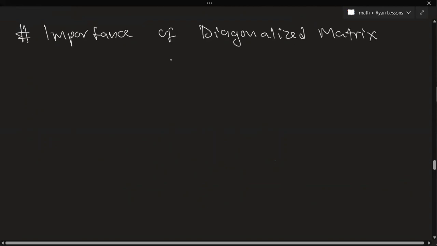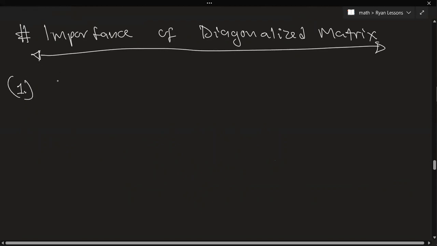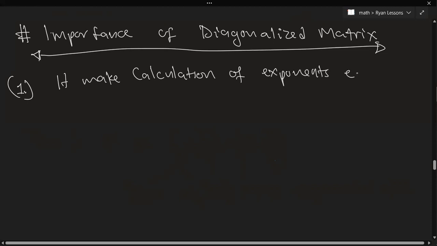So why is this very important to us? Let's understand. The first reason is that it makes calculation of exponents easy. But in what way does it make it easy?